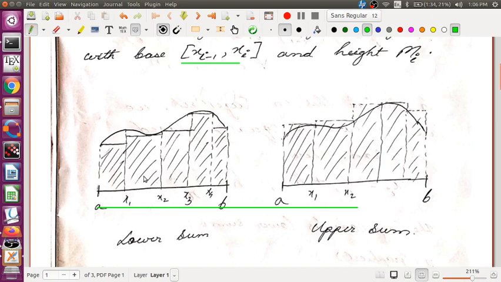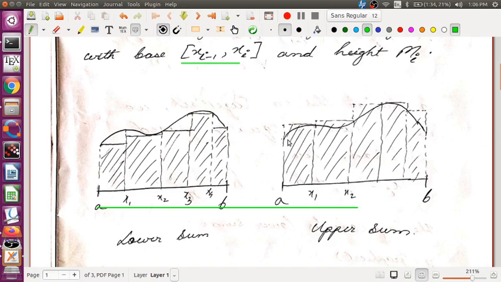Similarly, for x1 to x2, we construct a rectangle with width x1 to x2 and height given by the minimum value of f in that particular interval. Here you can see in the graph, this is the minimum value of f in that interval. Similarly, for x2 to x3, the minimum value of f in this interval is this value. So we construct a rectangle whose height is this minimum value and width is x2 to x3. Similarly for x3 to x4 and x4 to x5. The sum of the areas of these rectangles is actually the lower sum.